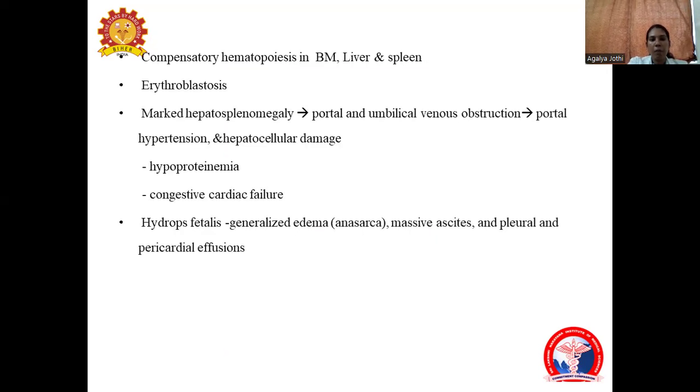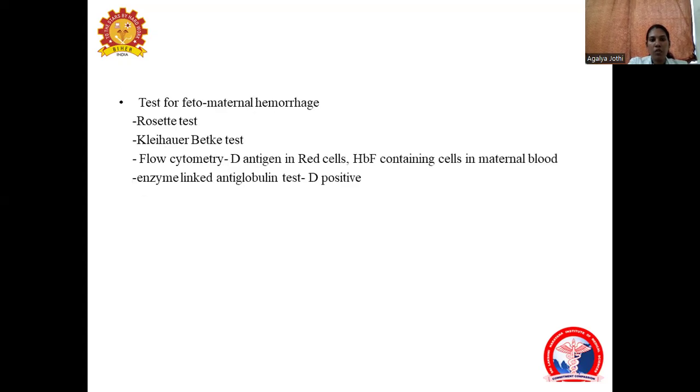The common findings are erythroblastosis, marked hepatosplenomegaly, portal hypertension, hepatocellular damage, hypoproteinemia, congestive cardiac failure, and hydrops fetalis. Hydrops fetalis means generalized edema, ascites, and pericardial effusion. The tests for fetal maternal hemorrhage are the Kleihauer-Betke test and flow cytometry, with HbF containing cells, and the enzyme linked anti-globulin test.